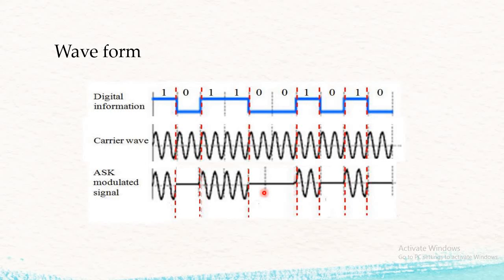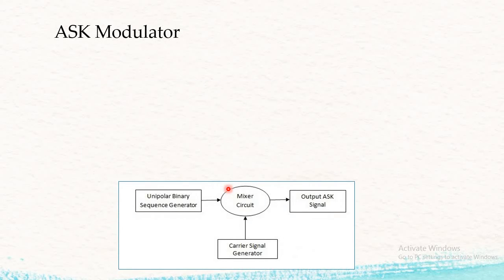So this is nothing but the ASK modulated signal. Here the carrier is present and here the carrier is absent. So this defines the nature of ASK, where the carrier is either present or absent. This is a representation of an ASK modulator. The ASK modulator is made up of a mixer or a modulator. To that we are applying two signals. First one is a unipolar binary sequence generator, which generates a signal that is binary in nature, and the second one is a carrier signal generator, and these two signals give the output ASK signal.